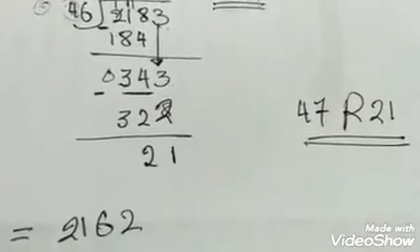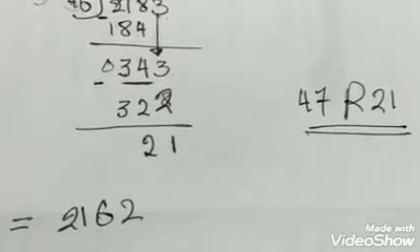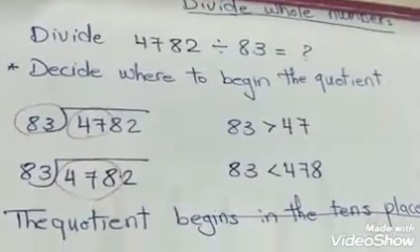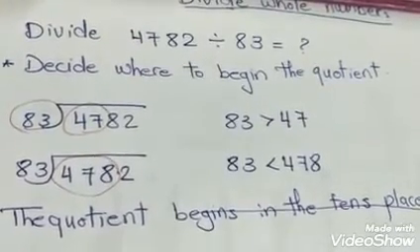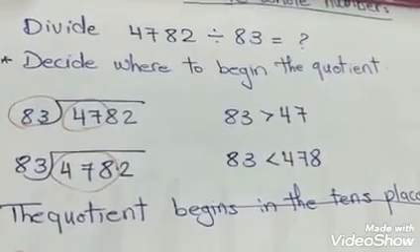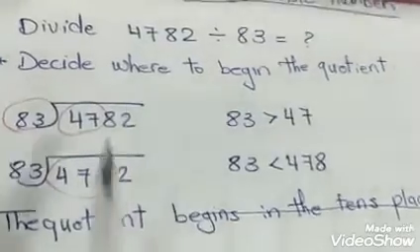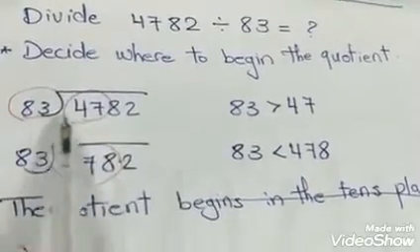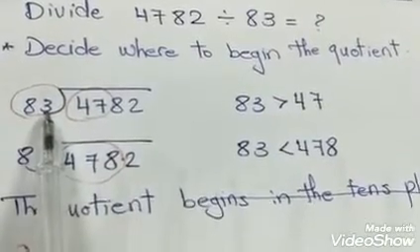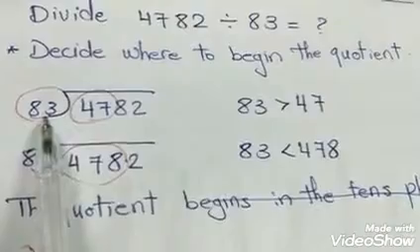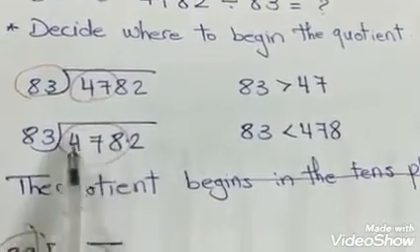Now, how can we divide whole numbers without trials? Dividing whole numbers, for example, divide 4,782 by 83. First, as we said before, we have to decide where to begin the quotient. Now, I have the 4,782. I will take the first two digits, 47. 47 can't be divided by 83, because 47 is less than 83. So I will take the next digit. It will be 478.